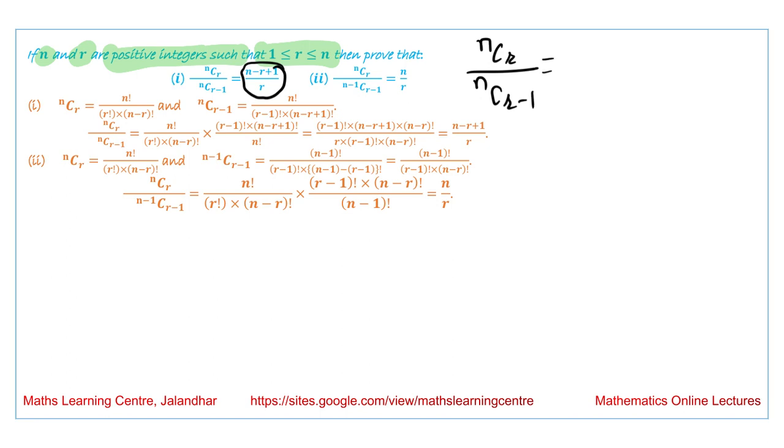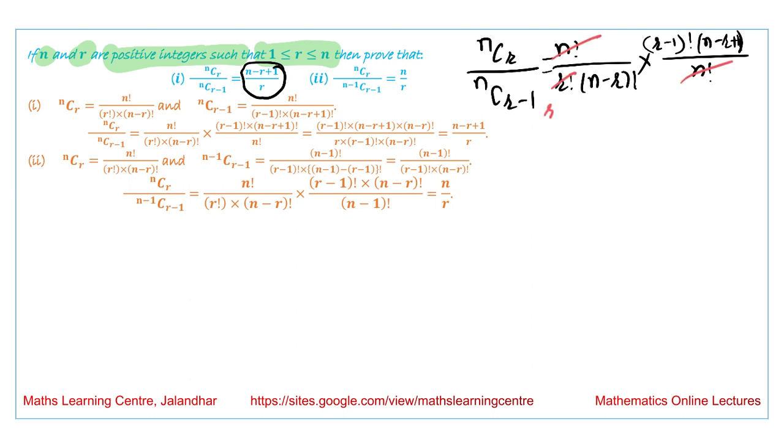So if we write the value of both these terms, we will have n factorial over r factorial into (n minus r) factorial, divided by n factorial over (r minus 1) factorial into (n minus r plus 1) factorial. We will have the values in this form. So out of these terms, this n factorial gets cancelled.